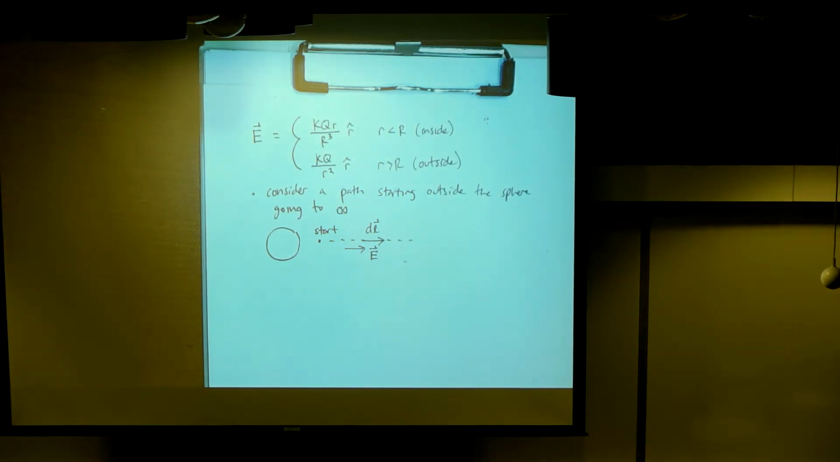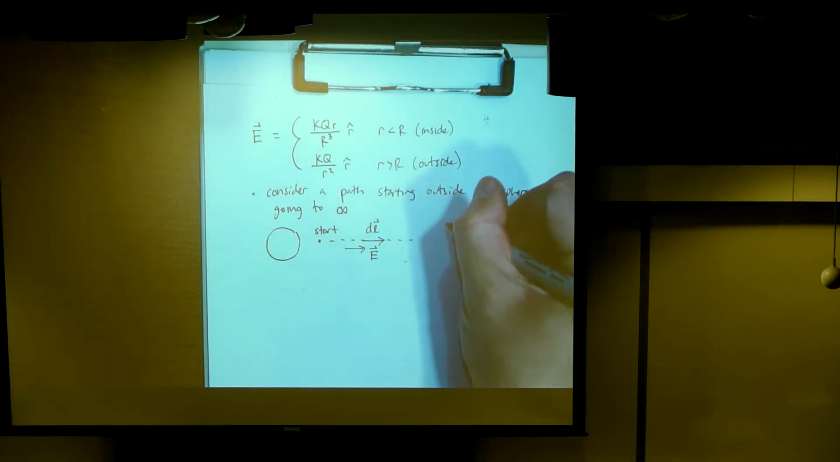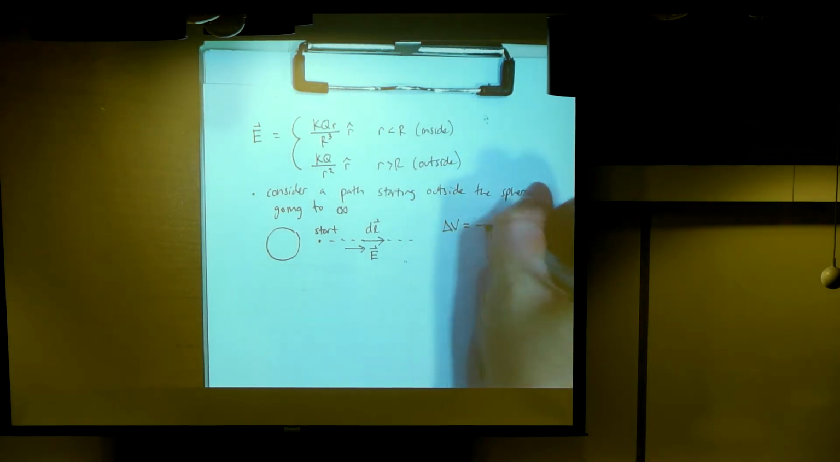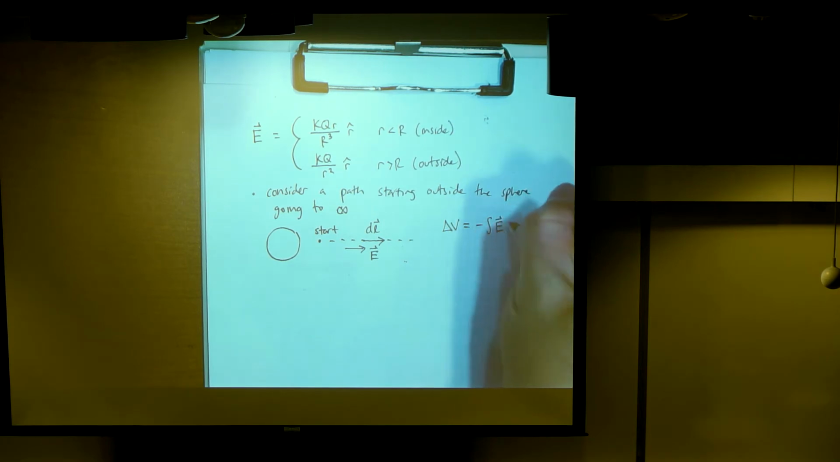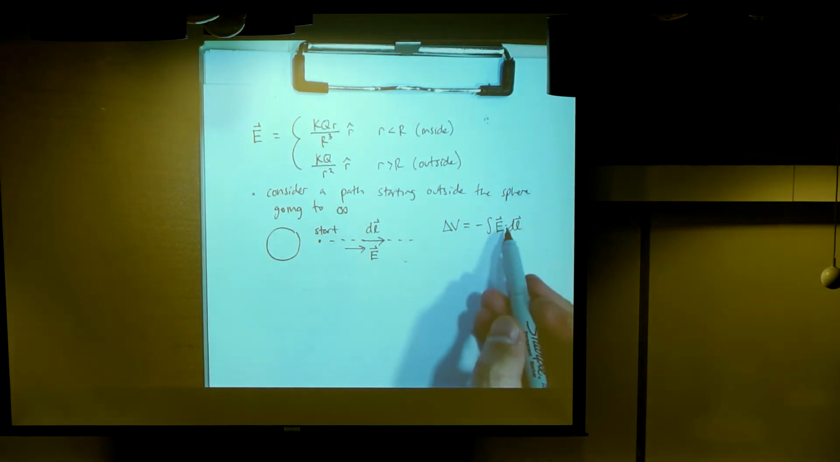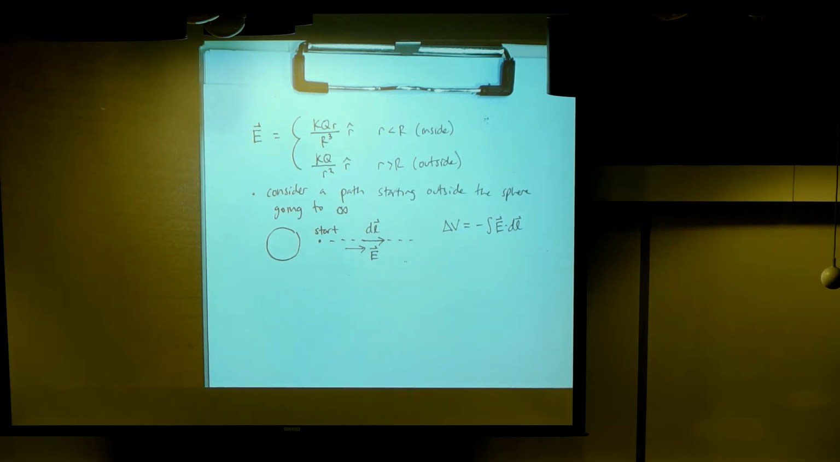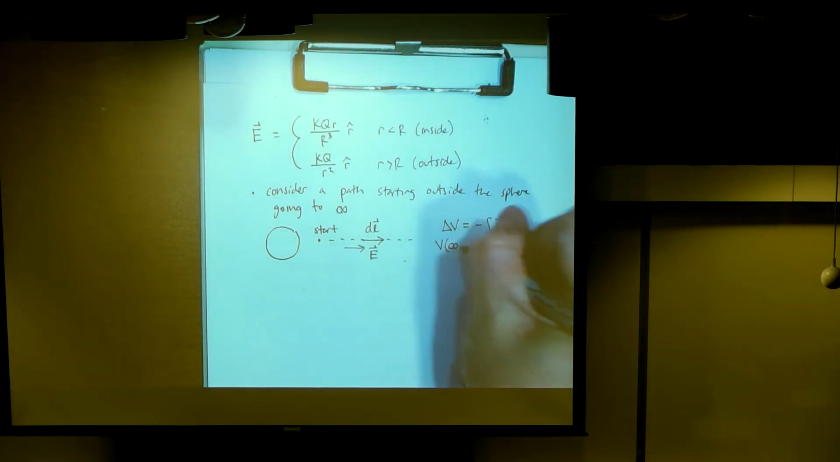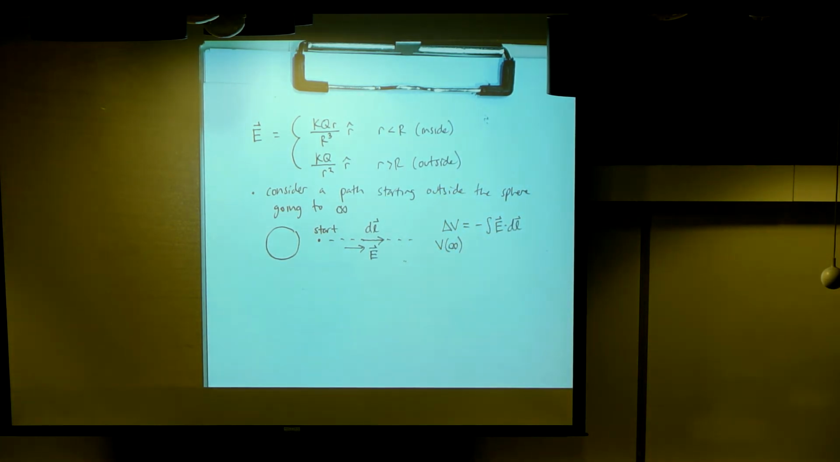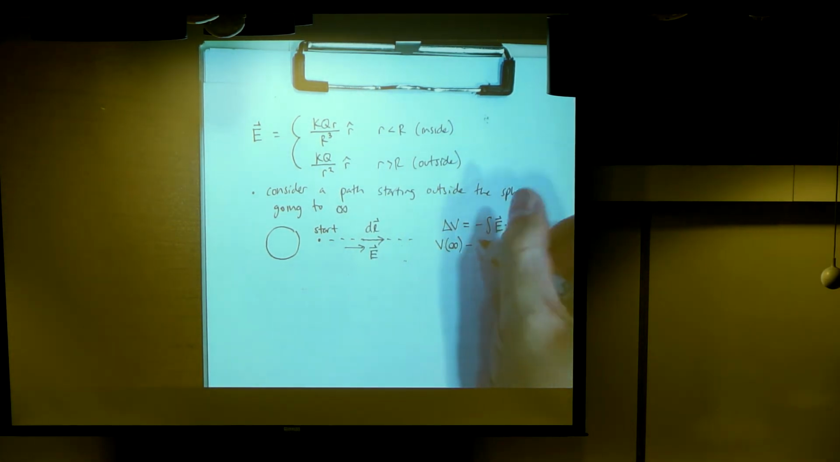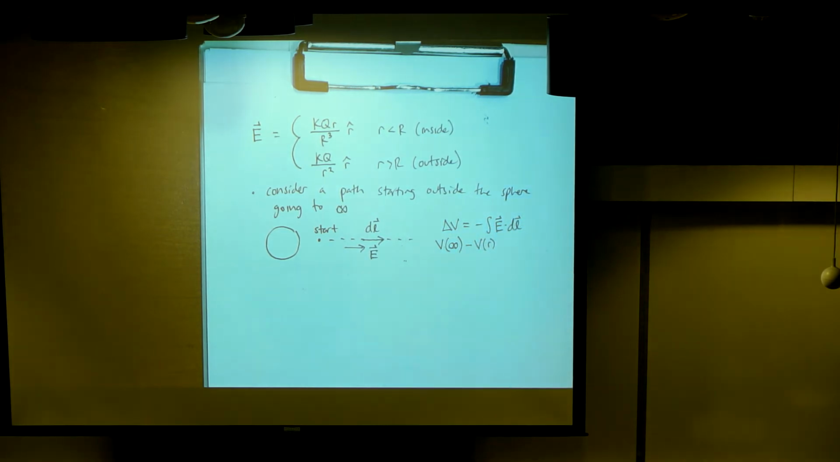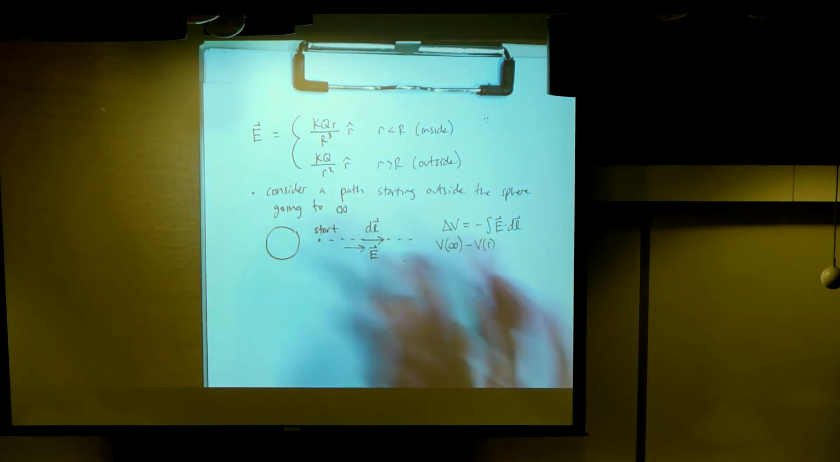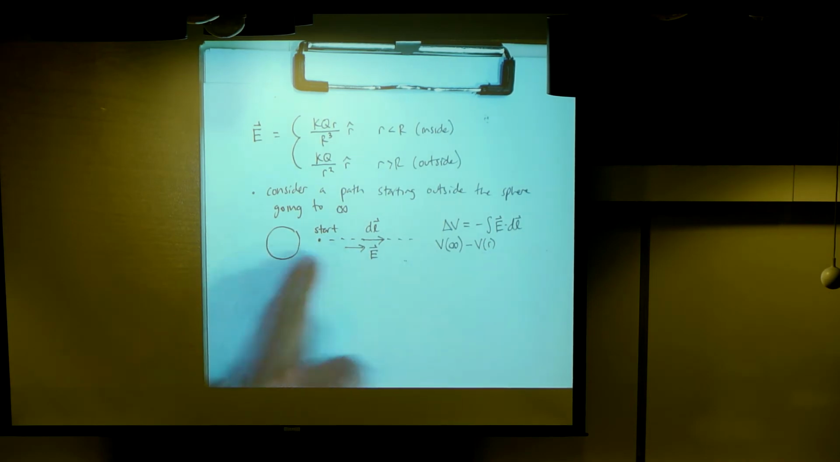Okay. So remember, delta V is equal to minus the integral E dot dl. This is how we go from knowing the E field to knowing V. And just like before, delta V, you want to think of that as a final minus initial sort of thing, where V infinity is our final value of the potential, and then V of R is our initial value. So again, wherever we start, it's some distance, little r from the center of the sphere.